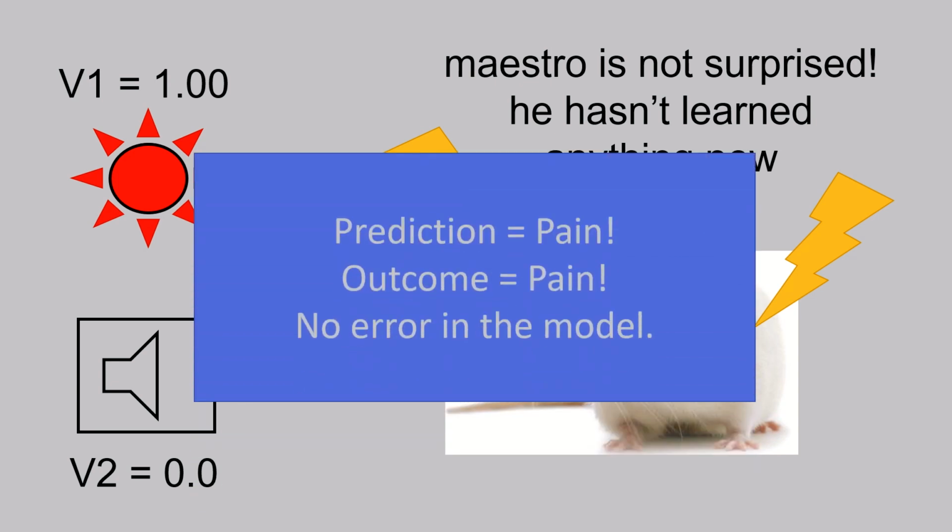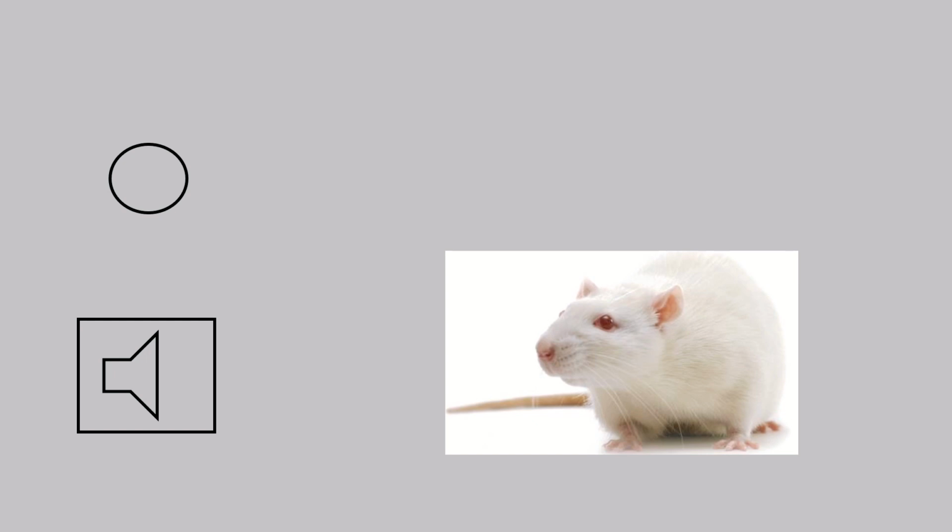So the prediction was pain, the outcome was pain. There's no error in our model. But let's change it up a little bit.